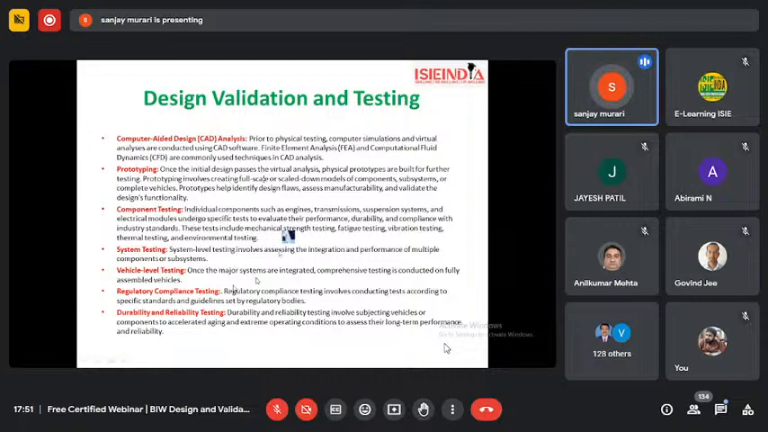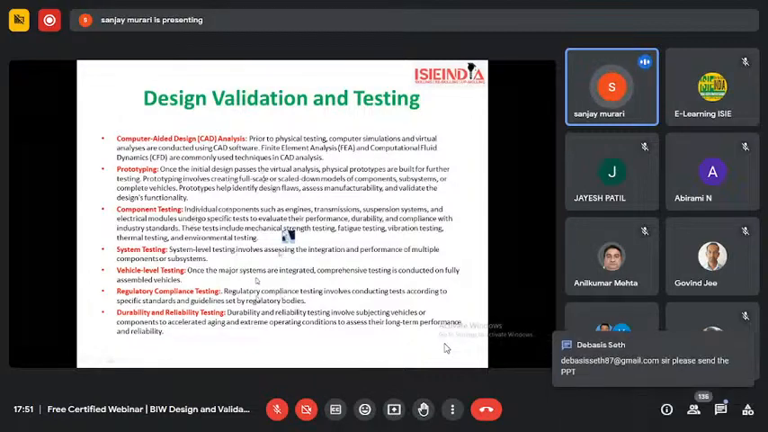And then the regulatory or compliance testing. A few tests are related to pollution norms, and a few to crash norms. There are authorized regulatory bodies, and under their inspection we need to carry out those tests and then take the certification from them. Those are known as certification tests.